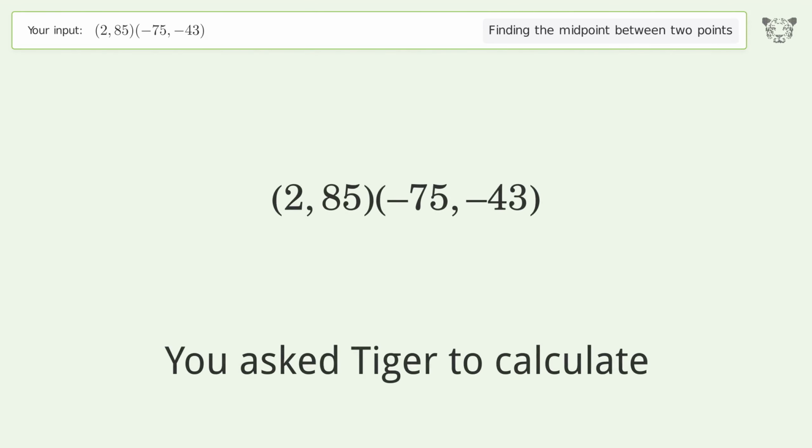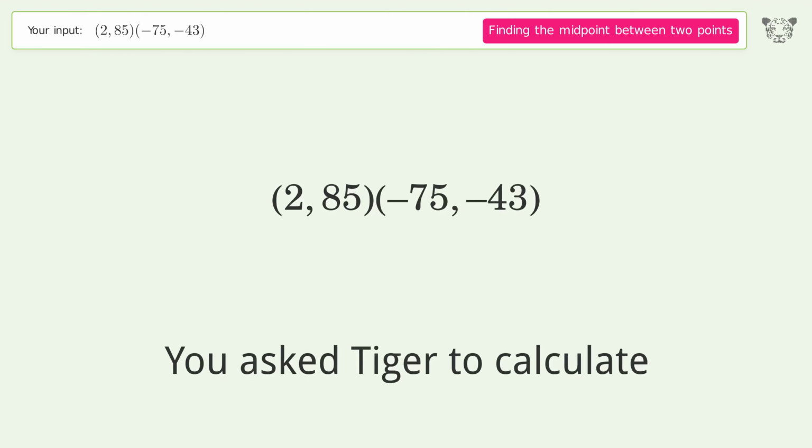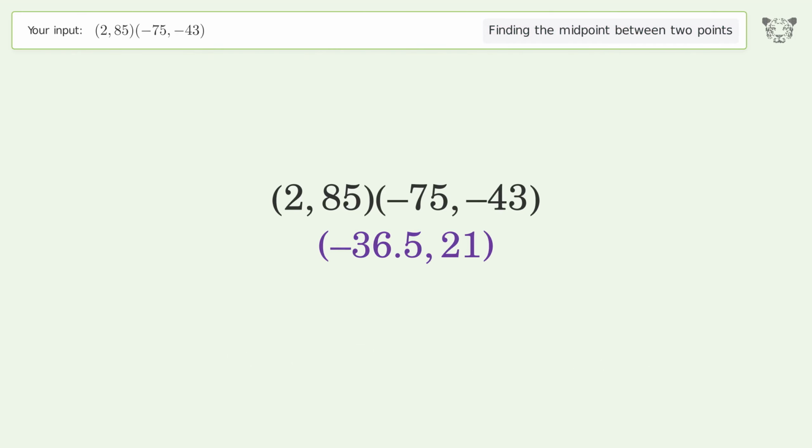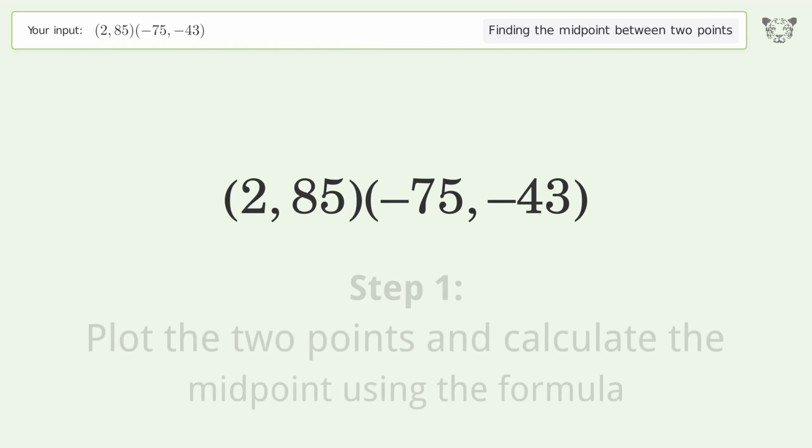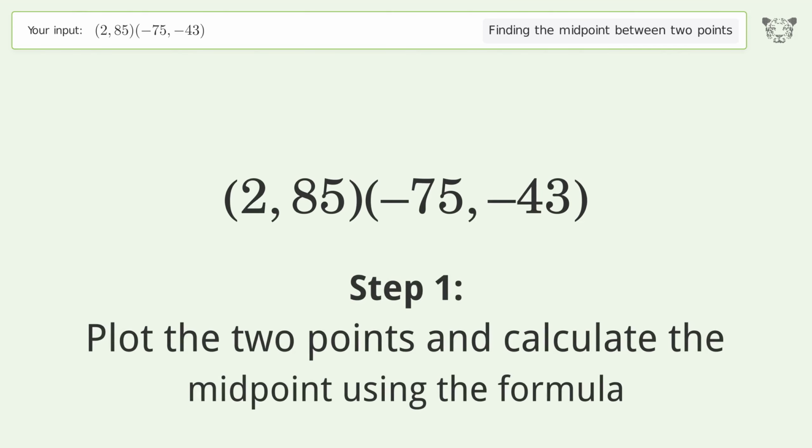You ask Tiger to calculate. This deals with finding the midpoint between 2 points. The midpoint between the 2 points is negative 36.5, 21. Let's solve it step by step. Plot the 2 points and calculate the midpoint using the formula.